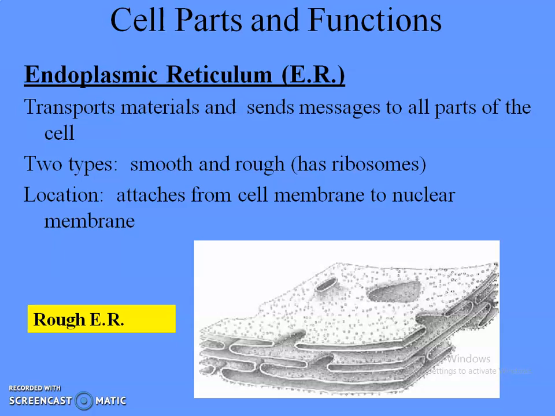Endoplasmic reticulum is also an important cell organelle of the cell. The function of the endoplasmic reticulum, or ER, is to transport materials and send messages to all parts of the cell. It is of two types, smooth endoplasmic reticulum and rough endoplasmic reticulum. Its location is from the cell membrane to the nuclear membrane. This is also a photograph of the endoplasmic reticulum.